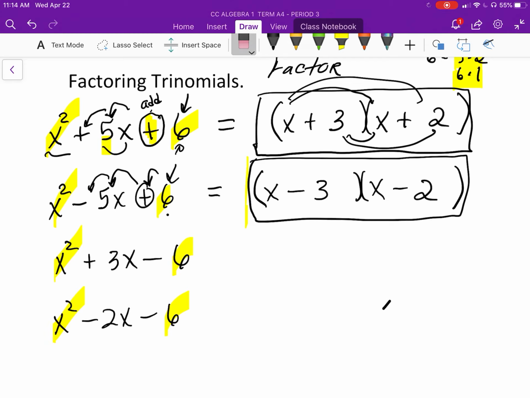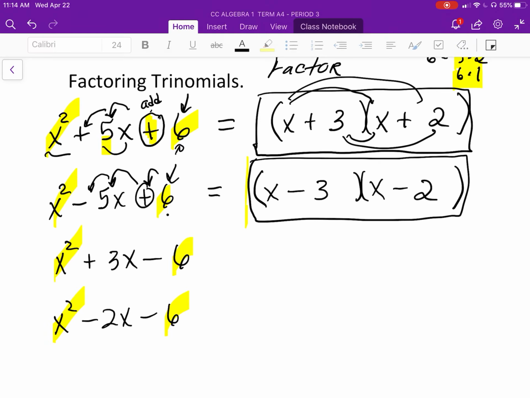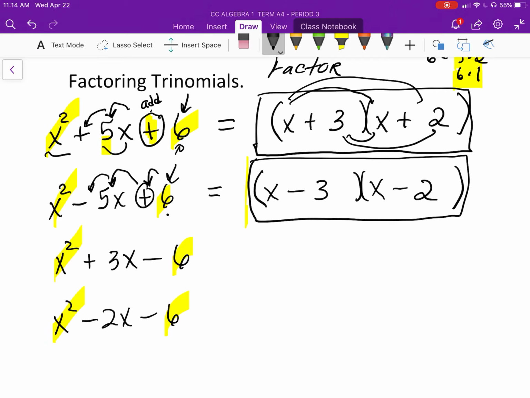So what's different about this one is you're going to notice the 6 has become minus for these last two examples. So if we go back, we're still going to write out our parentheses. We're going to fill in our x. But in this case, we want to get 6, but we want to subtract. This sign at the end tells us we're subtracting. And we want two factors of 6 that subtract to give me 3.